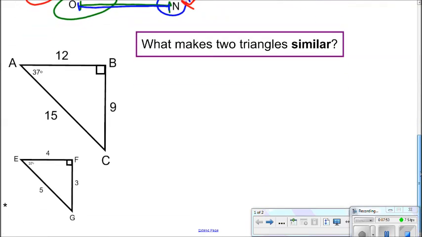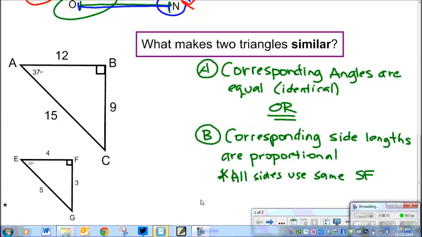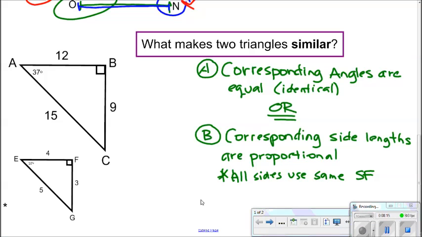So then what makes two triangles similar? Well, there's two different things that we can look for, and as long as one of these things is there, we have similar triangles. So we only need one or the other in order for two triangles to be considered similar triangles. And by similar, we mean either an enlargement or reduction of the other. So the two things that they need, you might want to pause this now, is that the first thing is that corresponding angles are equal, so they're identical.